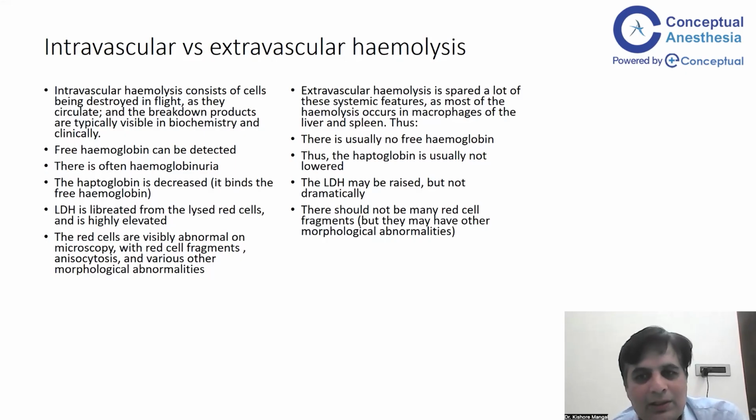In extravascular hemolysis, these systemic features are not there. Most of the hemolysis occurs in macrophages of the liver and spleen. So there will be no free hemoglobin. Haptoglobin is usually not lowered. LDH may be raised but not very high, and the PBF is usually not showing many features. So this is the difference in how to identify intravascular and extravascular hemolysis.